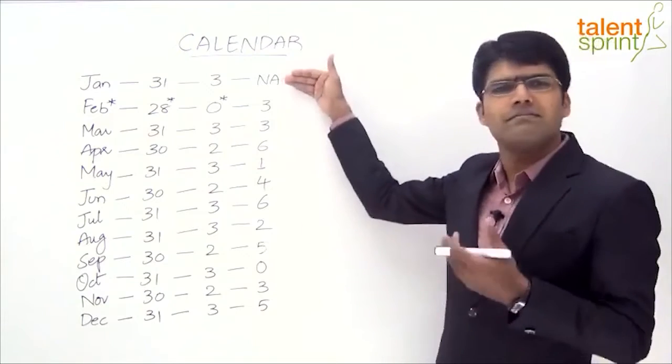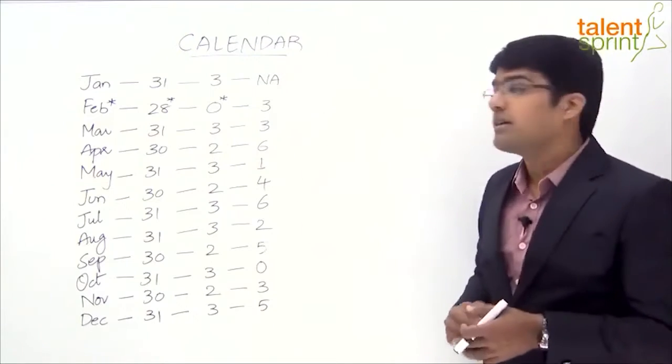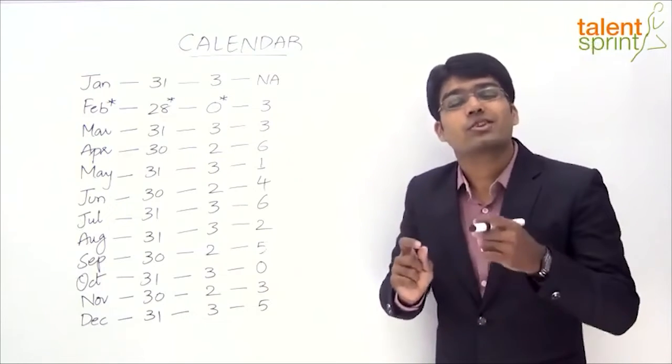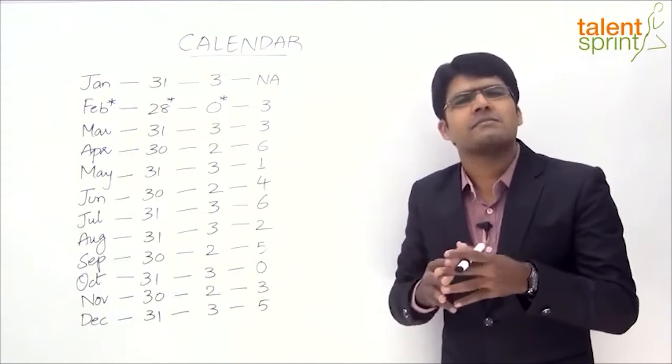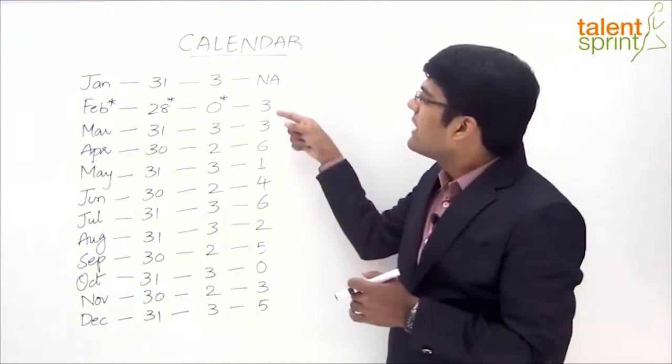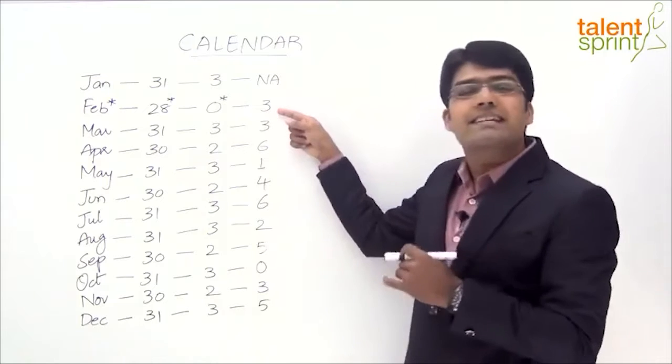So for Jan, there is no cumulative number of odd days. But from February onwards, we'll have some number which will show us the cumulative number of odd days. That is nothing but the total number of odd days for all the previous months. So let's see. In the month of Feb, we have to take it as 3.